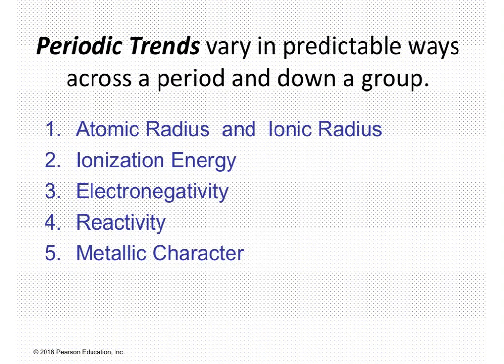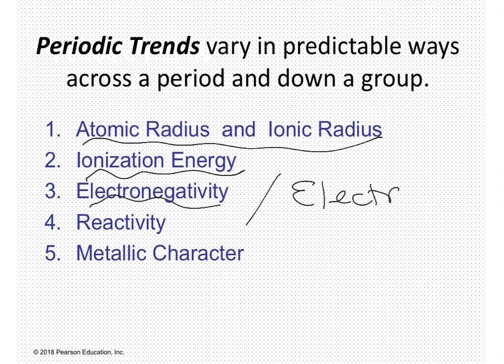There are several properties that repeat on a periodic basis as you move down a family or group. Atomic radius, or the same type of trend for ionic radii, ionization energy, electronegativity, I'm going to add here electron affinity, and reactivity and metallic character. We won't really talk about all of them, but I just wanted you to see that there are a large number of properties that elements in the same family share.